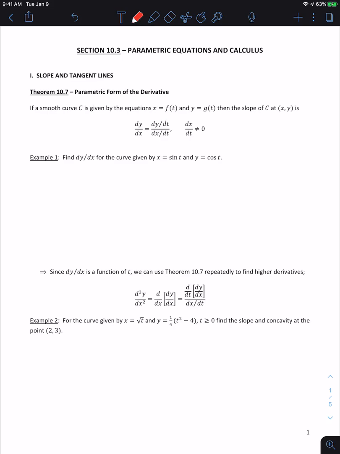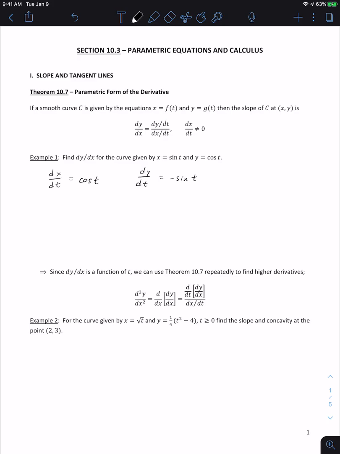Okay, so in order to find dy/dx for the curve given by x equals sine t and y equals cosine t, what am I going to do first? I'm going to find my dy/dt and my dx/dt. Let's go dx/dt first. dx/dt is the derivative of the x function, which is sine of t, so the derivative of sine is cosine of t. And then dy/dt is the derivative of cosine, which is negative sine of t.